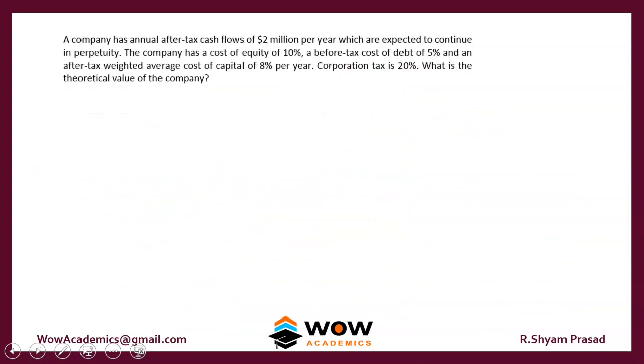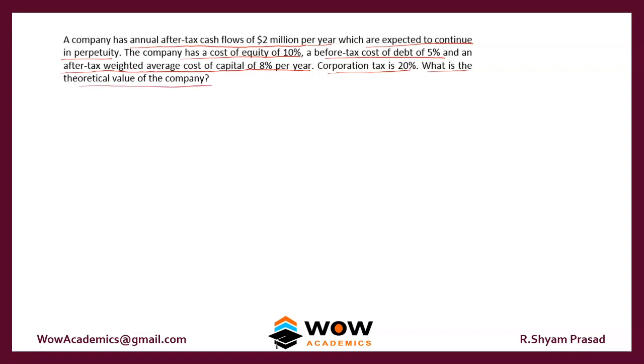So we'll move on to the next problem. Again, this is also a discounted cash flow problem. A company has annual after tax cash flows of 2 million per year, which are expected to continue in perpetuity. So they are going to keep on going at the same number. The company has a cost of equity of 10%, a before tax cost of debt at 5%, and an after tax weighted average cost of capital of 8%. Corporation tax is 20%. What is the theoretical value of the company, it is asking.